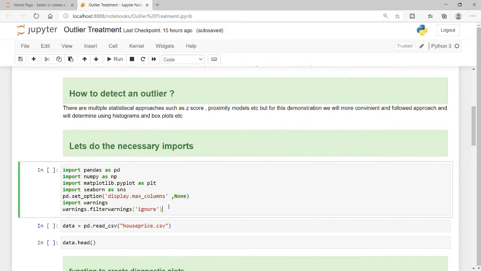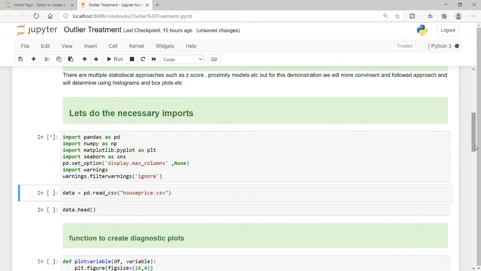For this purpose I will import my libraries. Here I'm importing pandas, numpy, matplotlib, seaborn, and I am basically filtering out my warnings here. You can see it here. Now let me run this cell and let it get ready.